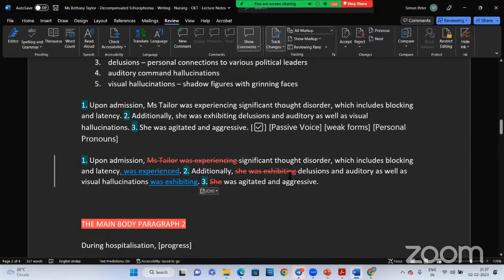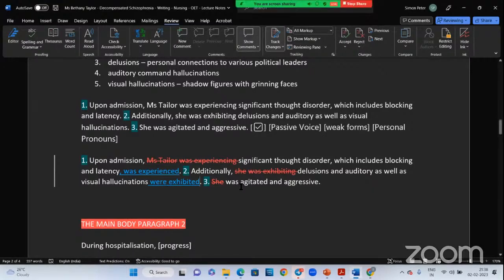Okay, we'll go here. Significant, additionally, delusions and hallucinations, here there are more than one, were exhibited. She was exhibiting, but they were exhibited. So simple as that one. Additionally, delusions and auditory as well as visual hallucinations were exhibited. Past tense, because on admission is past tense. If it is now, means have been or has been, it will come present tense.